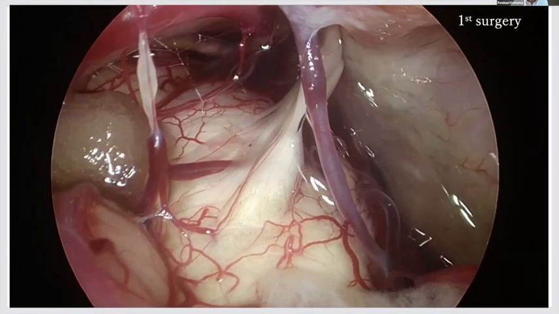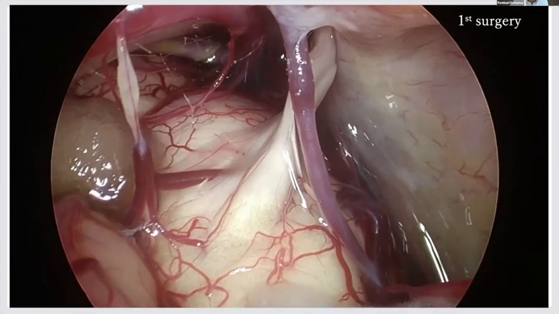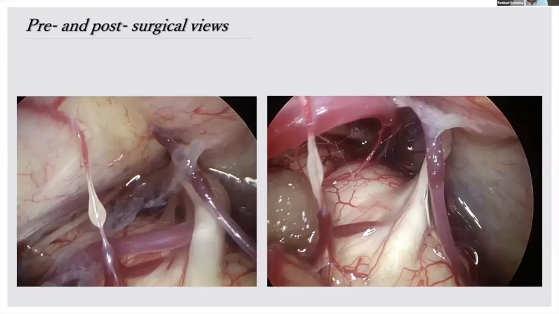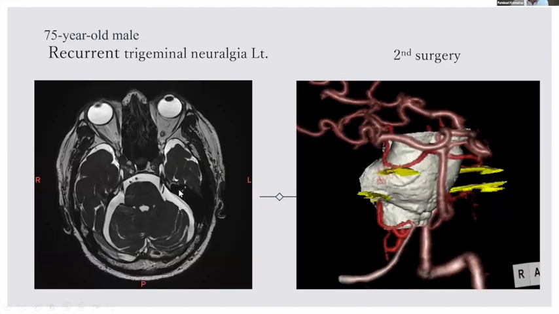But this patient had the trigeminal neuralgia again 1 year after the first operation. The neuroimaging showed that the SCA is mobilized, it's crossed, but we are not sure whether compression is there or not.